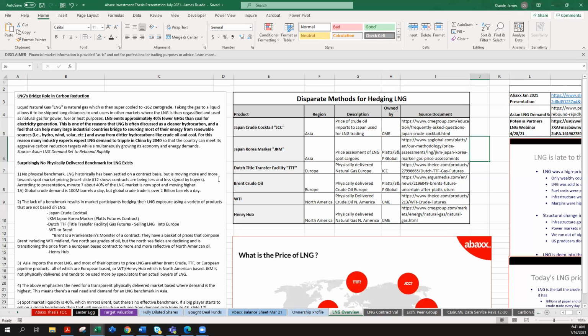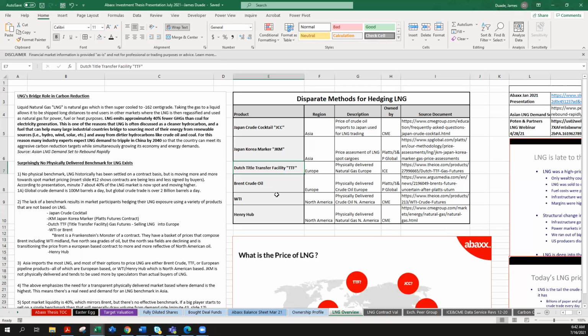The difficulty here is that there's no good benchmark for spot prices. So I included a slide that discusses what players in LNG are using to hedge their risk. There's the Japanese Crude Cocktail, or JCC. There's the Japan Korea Marker, and obviously these are in Asia. There's the Dutch Title Transfer Facility, or TTF, that's a mouthful, in Europe. You've got Brent crude oil, which is North Sea in Europe. You've got WTI and Henry Hub in North America.